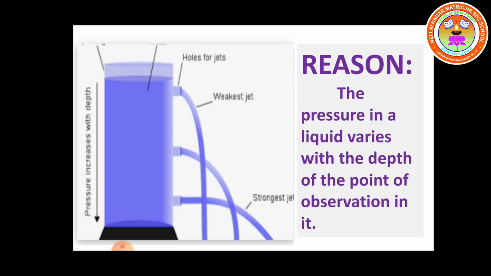Water from the lowest hole comes out with the greatest force and falls at a point that is the maximum distance from the bottle. And water from the topmost hole comes out with the least force and falls at a point that is the minimum distance from the bottle. That is what the diagram shows: the strongest jet and the weakest jet. The strongest jet covers the maximum distance, and the weakest jet has the smallest force, the least force, and falls at a minimum distance from the bottle. What is the reason?